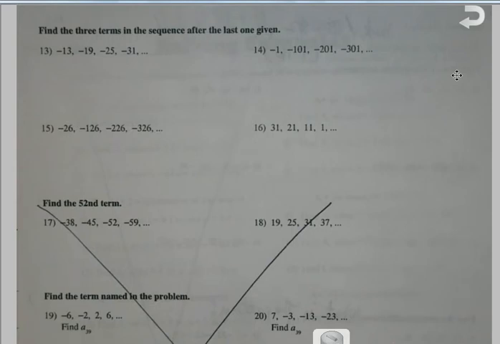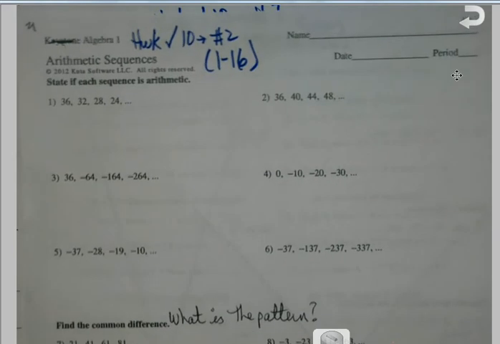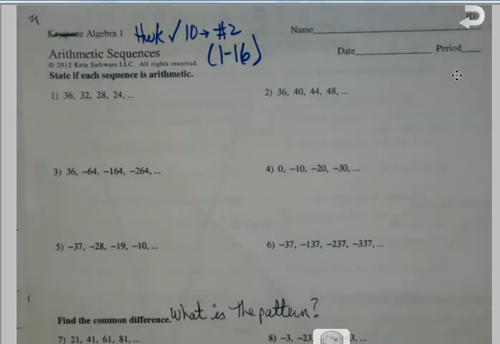Okay? So this, again, 1 through 16 is homework check number 10. So it'll be the one after this one that we're doing on Monday. Number 1 was the formula sheet we worked on yesterday.